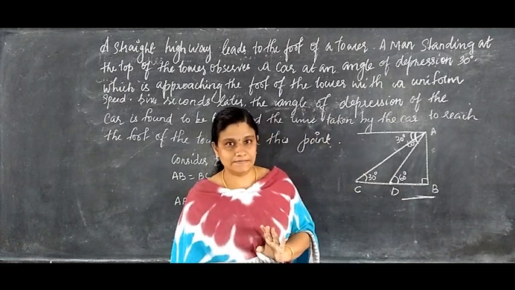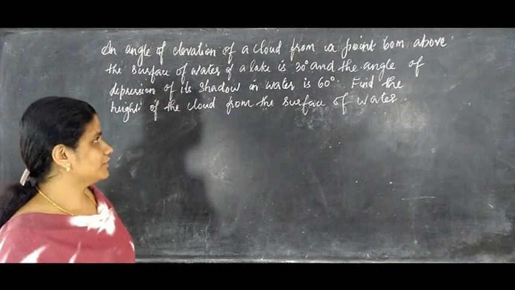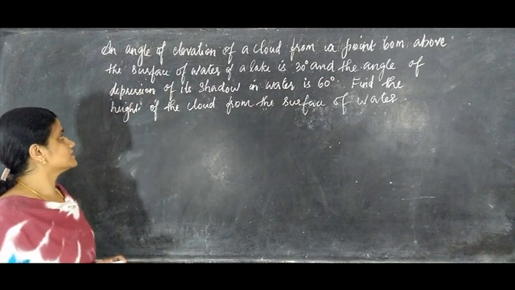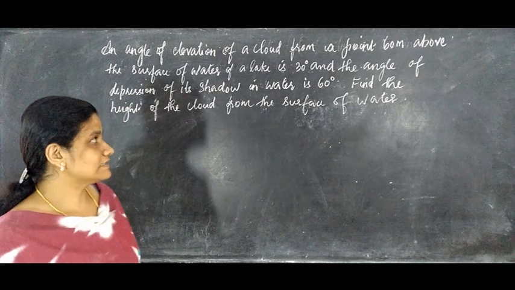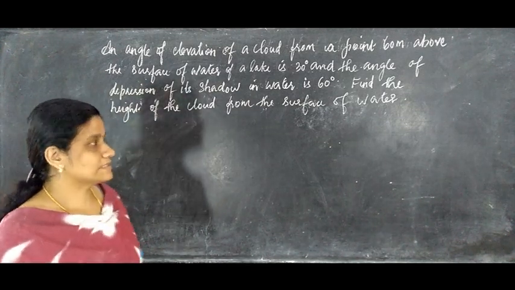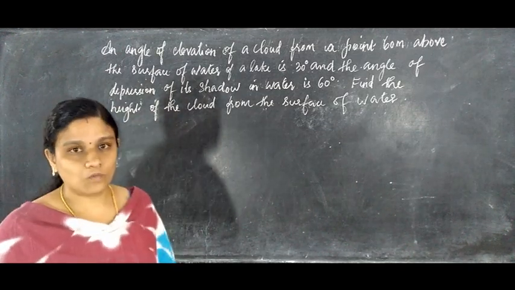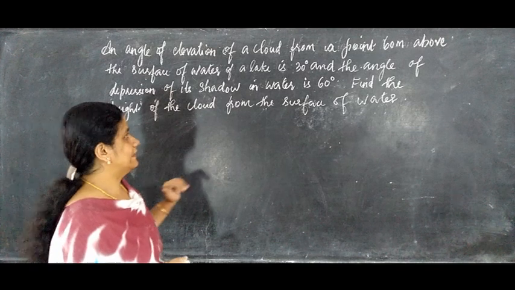Is it clear? Next question is, an angle of elevation of a cloud from a point 60 meter above the surface of water of a lake is 30 degree and the angle of depression of its shadow in water is 60 degree. Find the height of the cloud from the surface of water. You just listen here.